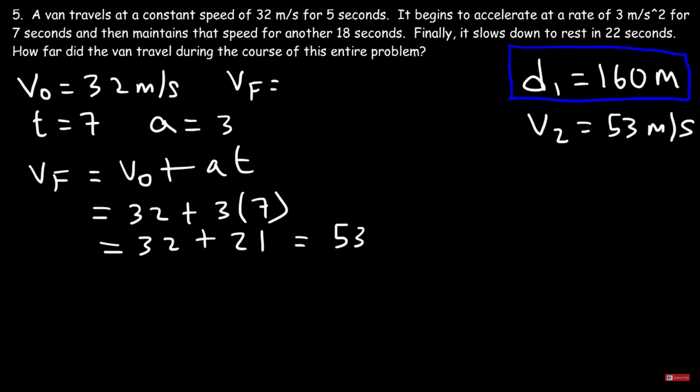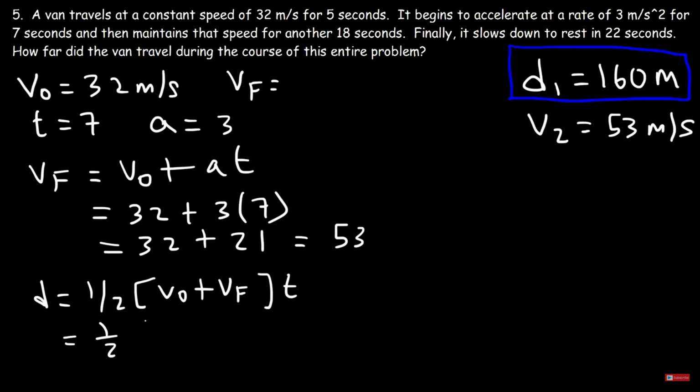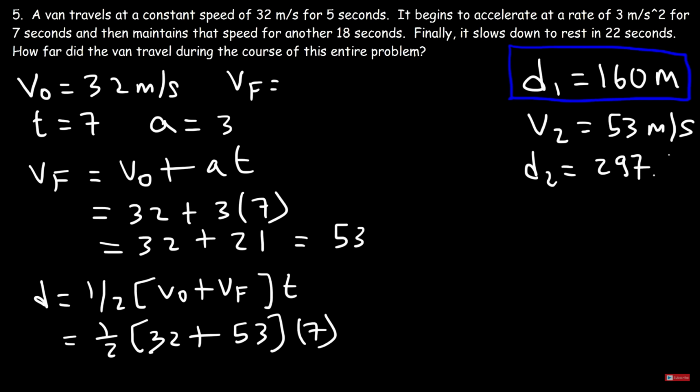Now let's calculate the distance that the car travels during part 2. So we can use this equation. D is equal to 1/2 V initial plus V final times T. So V initial during the second part is 32. V final is 53. And T is 7. 32 plus 53, that's 85. Times 7, that's 595. And then divided by 2. So D2 is 297.5 meters. So that's the distance that the van travels during the second part of the problem.